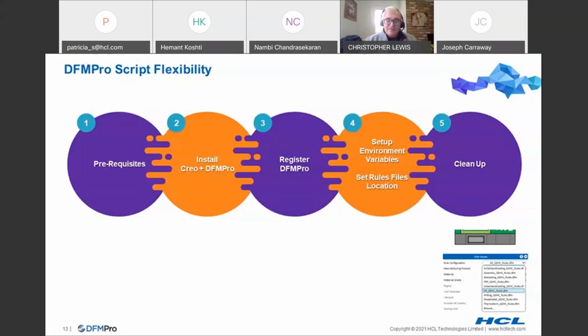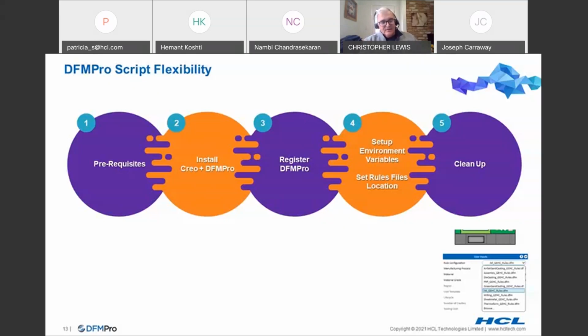And if it's not obvious, the result, hopefully you can see this picture at the bottom right. That's our expected result, that DFMPro would not only be running, but running connected to the rules. In 2020 we ran into a lot of problems where people would get DFMPro working, but it wouldn't be connected to the rules, wouldn't be connected to the database.